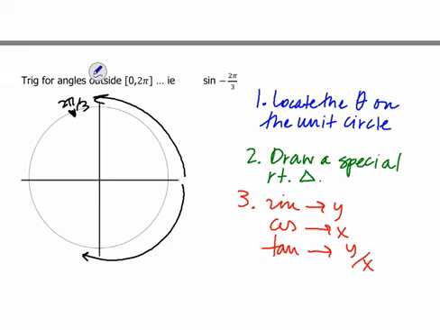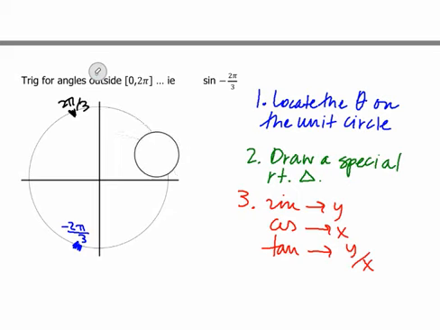And here it is, located at negative 2 pi over 3. Alright, I've located theta on the unit circle. Then I'm going to draw a special right triangle.